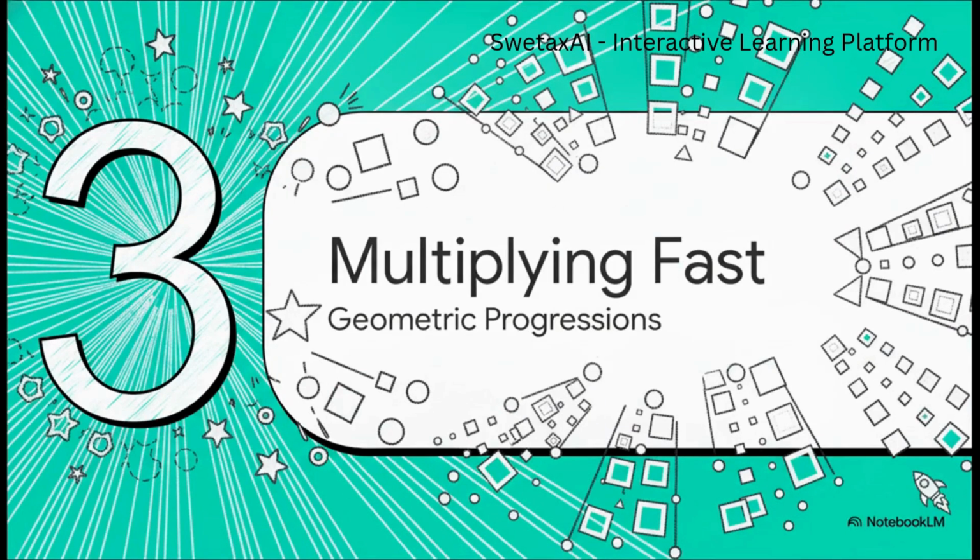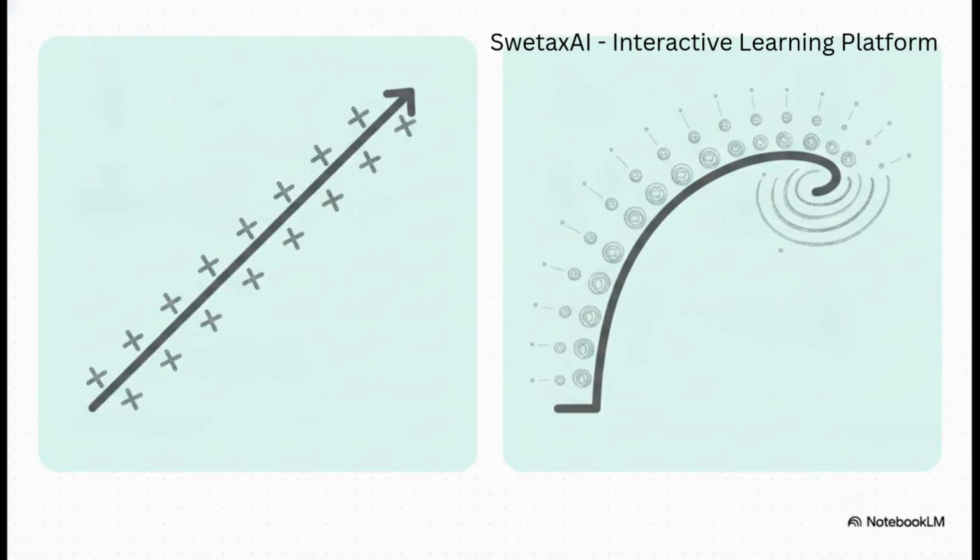All right, Section 3, Multiplying Fast, Geometric Progressions. Let's pit the AP right up against the geometric progression, or GP, to really see the difference here. While the AP relies on additive constant differences, the GP relies entirely on multiplication. It uses a constant ratio, r. Because it multiplies, the sequence morphs into exponential growth: a, then a times r, a times r squared, a times r cubed. It behaves a lot like a viral rumor, just spreading faster and faster with every single step.